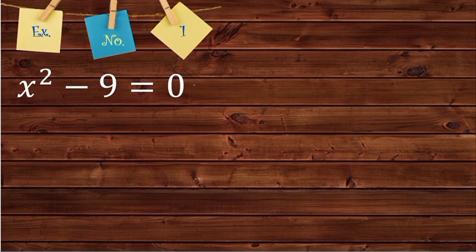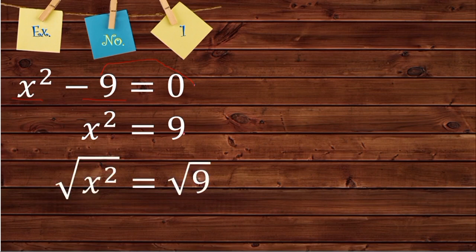We have here x squared minus 9 equals 0. It is in the form of ax squared plus c equals 0. This is ax squared and this is plus c equals 0. So first step is, what can you notice? We transposed negative 9 to the right side of the equation. From negative, it became positive. Next, we extract the square root symbol.